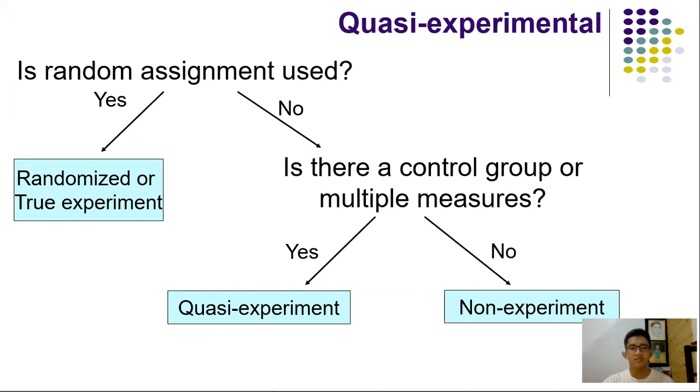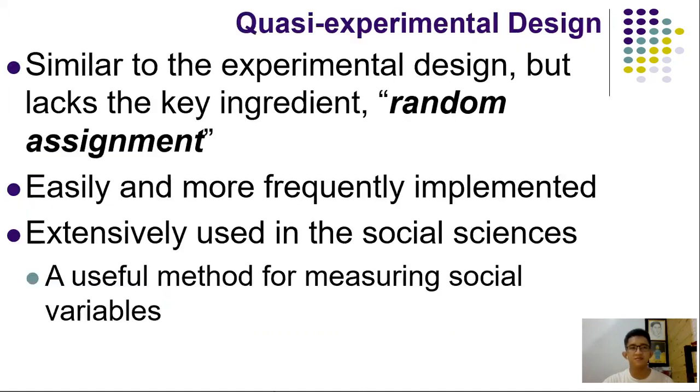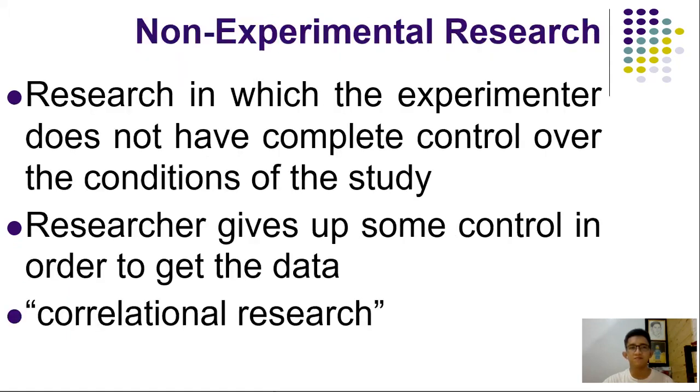Let's proceed to quasi-experimental. Quasi-experimental is similar to the experimental design but lacks the key ingredient, the random assignment. Sabihin, pwede tayong pumili kung ilan at kung sino ang magiging sample natin. Easily and more frequently implemented, extensively used in the social sciences, a useful method for measuring social variables. So if you are going to have social science experiment, then we will use quasi-experimental design.